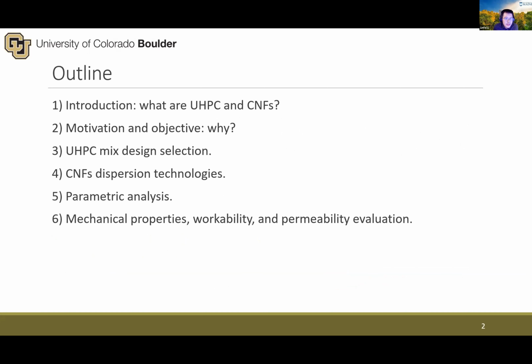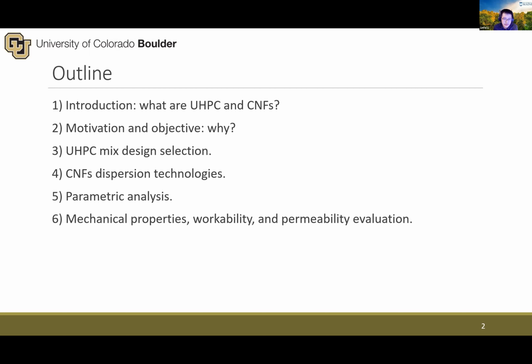At the beginning of the presentation, I will give you a brief outline of everything I'm going to talk about today. The first part is an introduction, giving you some brief idea of what UHPC and carbon nanofibers are, but I think most of you are very familiar with that. Then the motivation or objective: why we want to combine these two together. Third is the start of the research work. We made a preliminary UHPC mix design selection, and then we talked briefly about the carbon nanofiber dispersion technologies we provided.